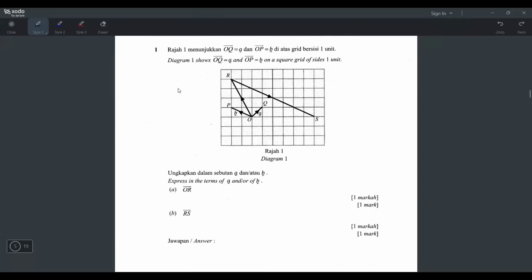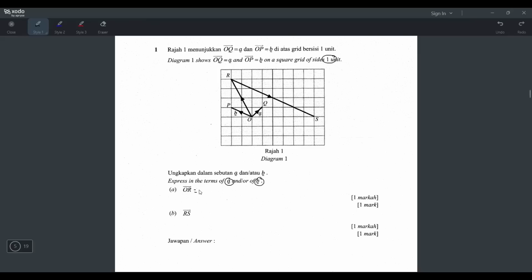Okay, this is question number 1. Let's read the question. Diagram 1 shows vector OQ is A, vector OP is B. Let's label this. OQ is A, OP is B. So they already labeled for me. On a square grid of sides 1 unit. So these are all squares and it's all 1 unit, 1 unit, 1 unit, 1 unit. Expressed in terms of A and B, they want to find vector OR.